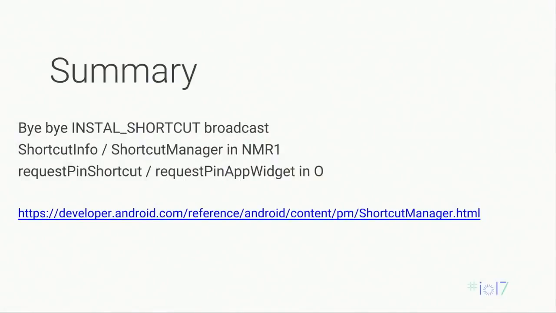To summarize the changes, install shortcut broadcast will no longer work on O. Doesn't matter if the app is targeting O or not. And apps should instead use the new APIs to add shortcuts and widgets. Make sure to check out the documentation for more information on these APIs.